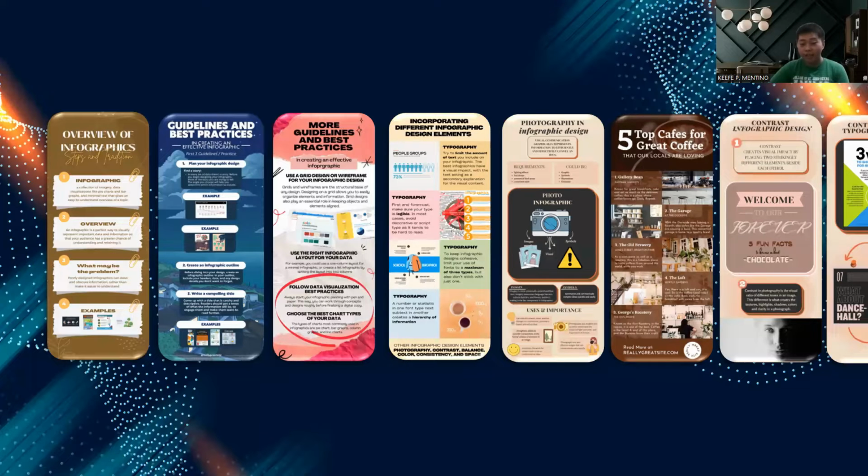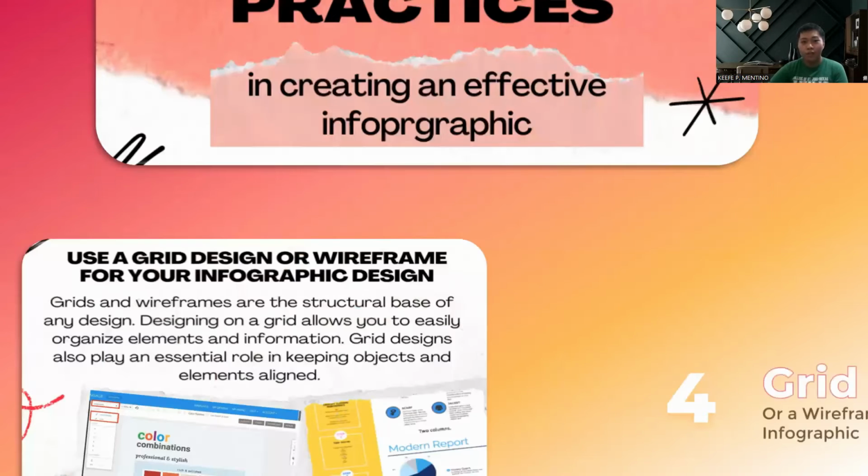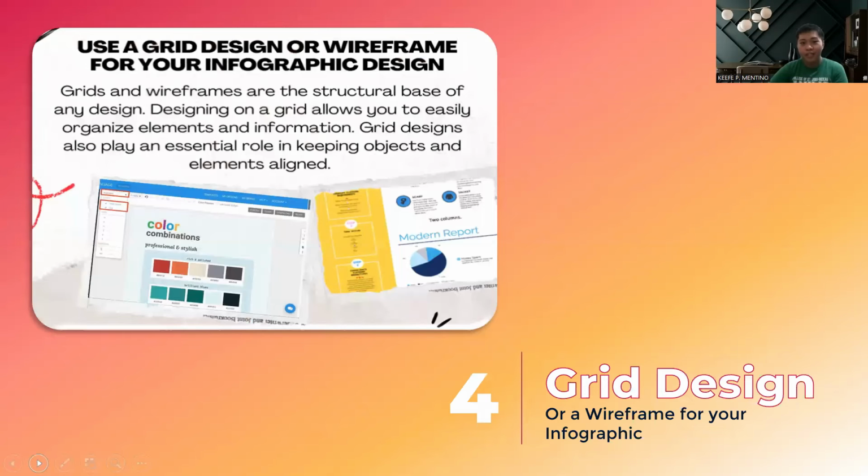So, yun na yung first 3 steps. You plan, you create an outline, and then you write a compelling title. Now we dig in deeper to more. What is the 4th step? So the 4th step is you use a grid design for a wireframe for your infographic design.